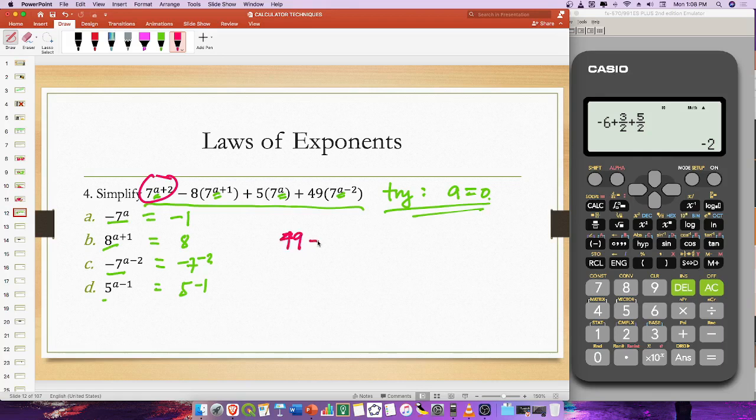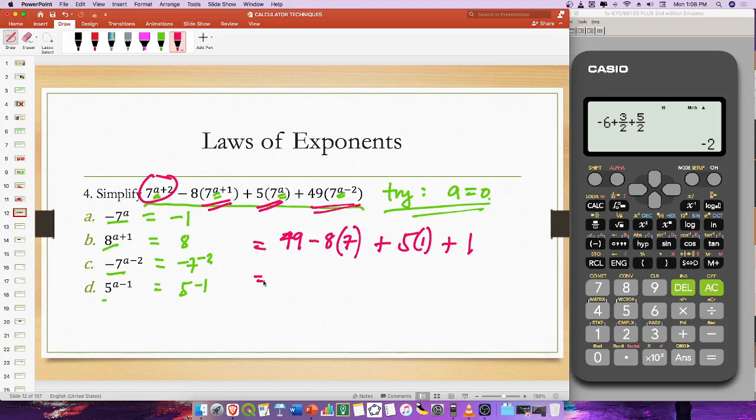That's 49 minus 8. What about this term? That will become 7 plus, what about this term? That will become 5 times 1. Okay? What about this term? Since a is 0, this is 1 over 7 squared. So 49 over 49 is just 1.